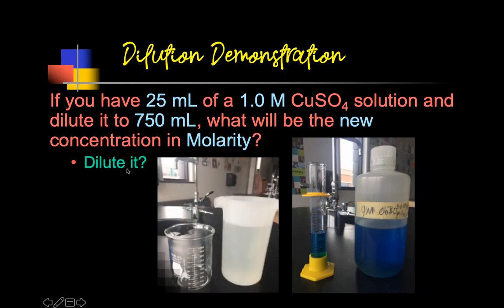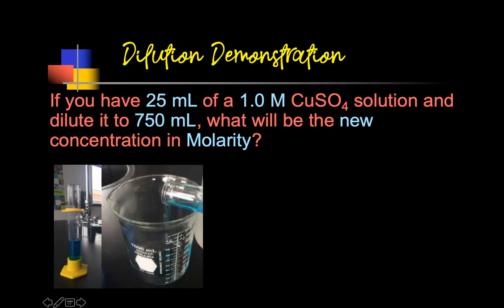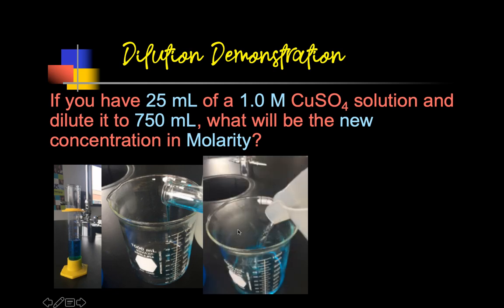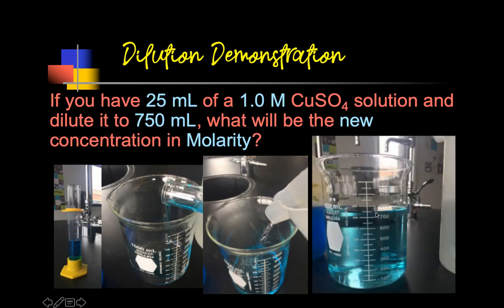Okay, so when I dilute it, that means I add a bunch of water. And so what I'm going to do is start with 25 milliliters and put all of it in a beaker, 25 milliliters of a 1.0 molarity solution. I'm going to add a whole bunch of water until the final volume is 750 milliliters. Okay, well, that makes sense. It's a lighter color, which makes sense because I started with this dark color that was 1.0 molarity, and I added a whole bunch of water.